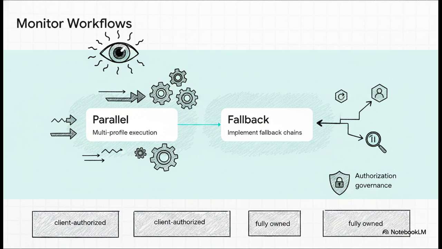Finally, Step 7, review authorization governance. You need to document exactly where the workflow is permitted, who approved it, and what boundaries apply. It is crucial that these workflows are only running in owned, client-authorized, or contractually permitted environments.